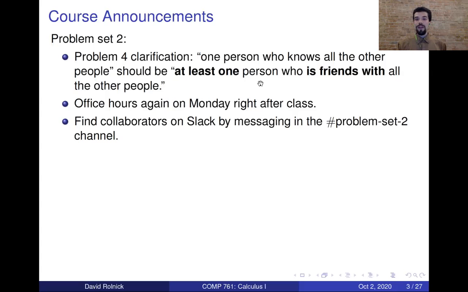Okay, are there any questions? Can we get complete solutions for problem set 1? Yes, there will be complete solutions for problem set 1. Score statistics, I'm not sure yet. More questions?